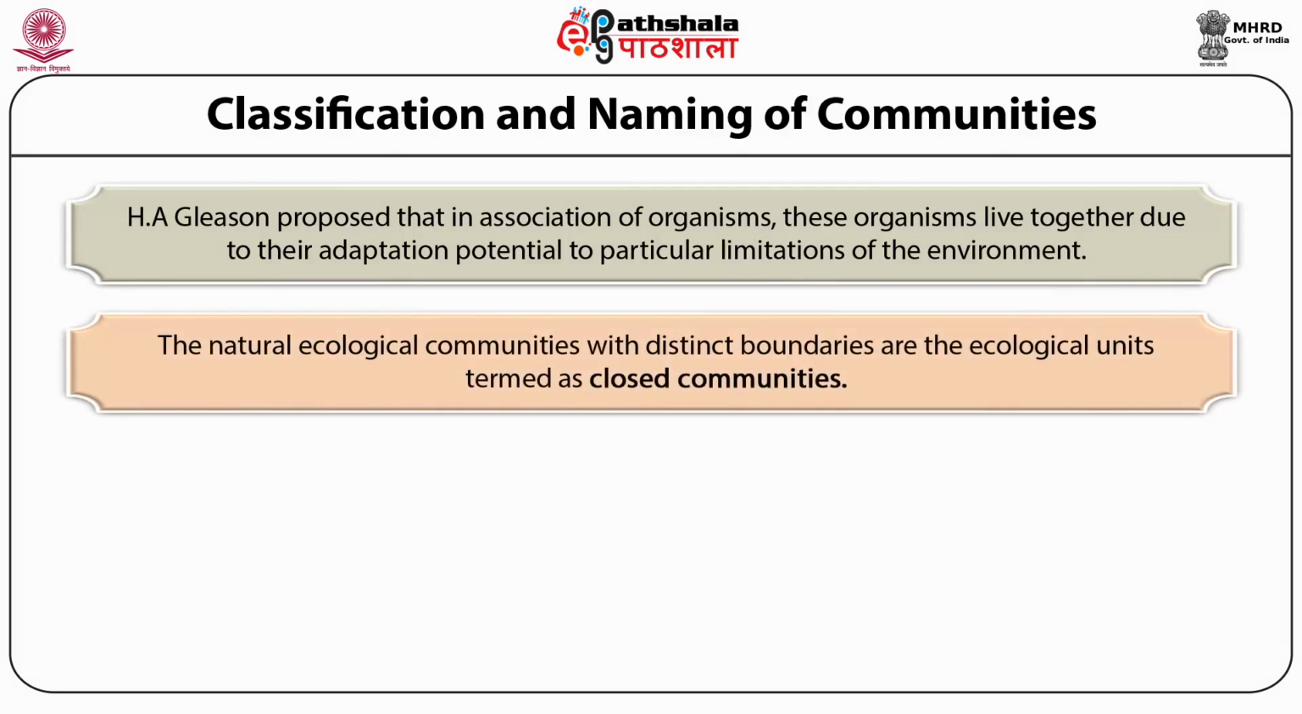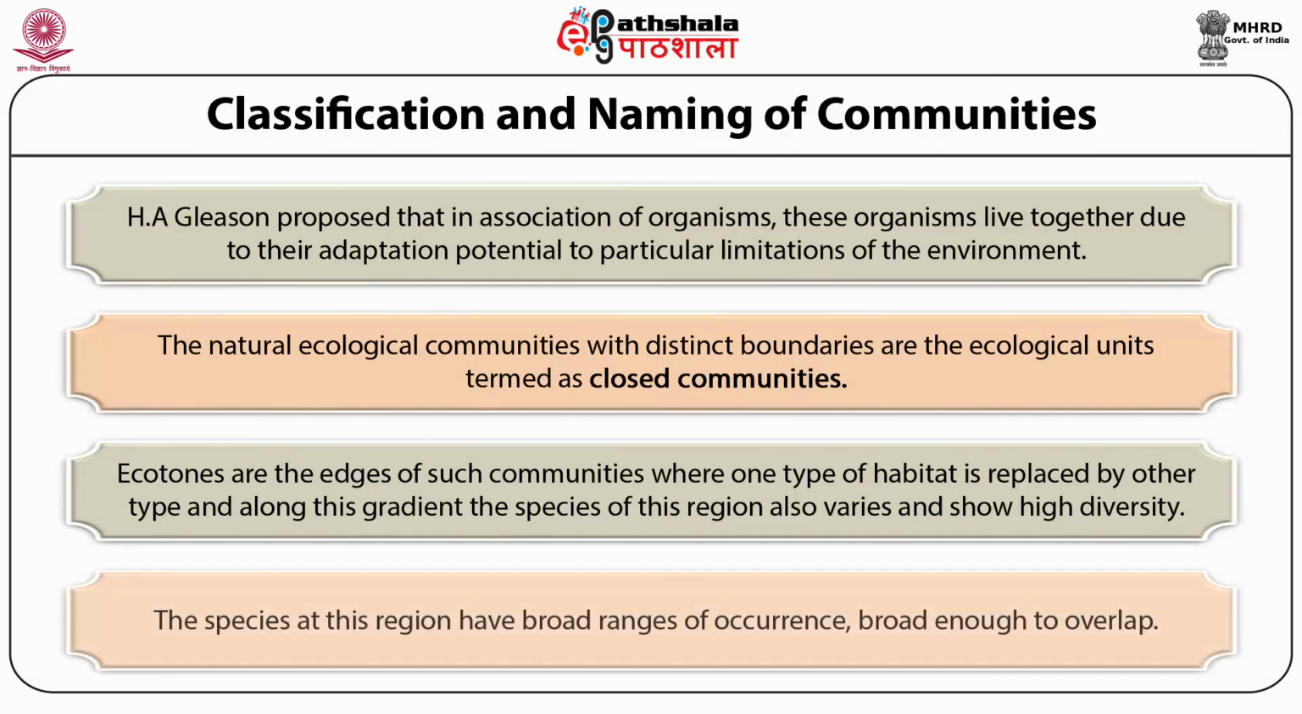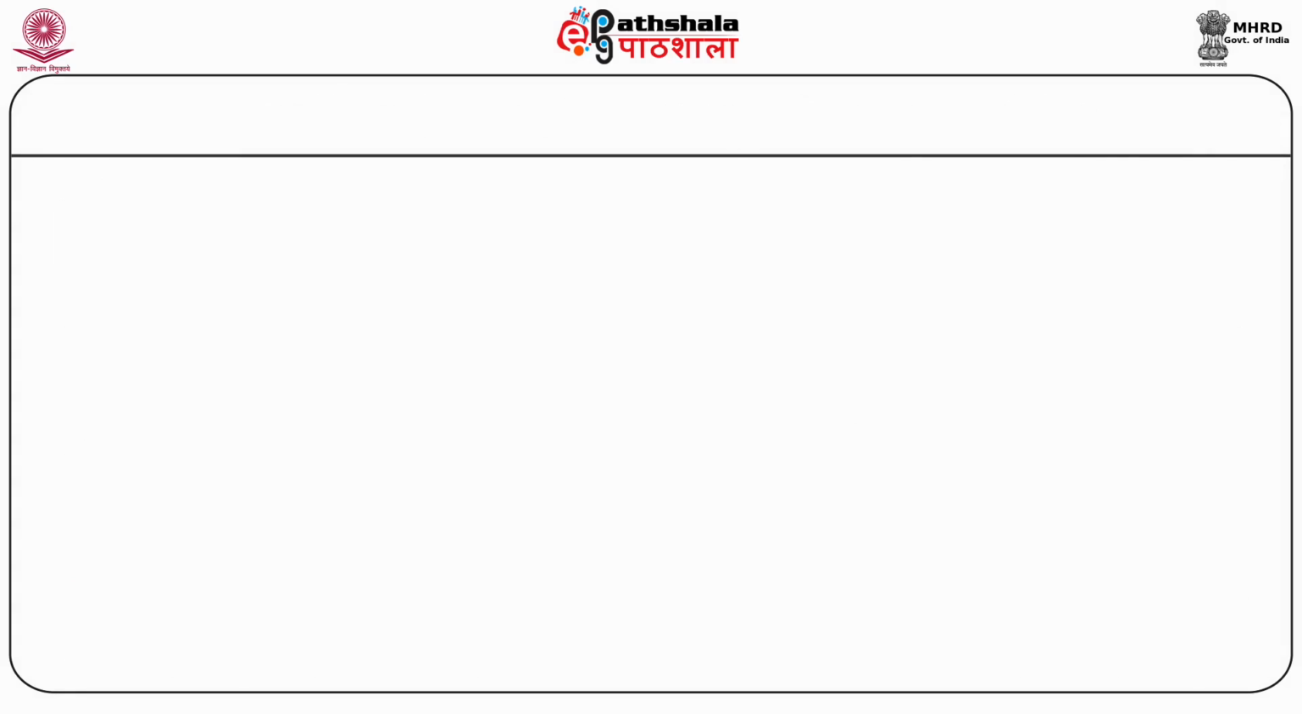The natural ecological communities with distinct boundaries, or the ecological unit, are termed closed communities. Ecotones are the edges of such communities where one type of habitat is replaced by another type, and along this gradient the species of this region also vary and show high diversity. The species at this region have broad ranges of occurrence, broad enough to overlap.